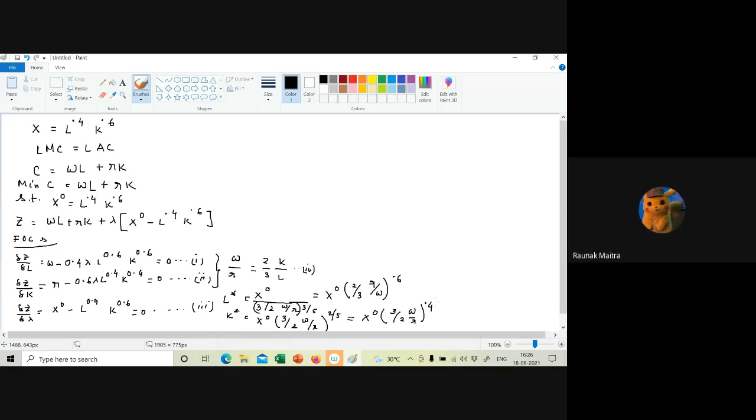Ma'am, del Z by del L, where L to the power minus 0.6, and del Z by del K, K to the power minus 0.4. Sorry, yes ma'am. That's why I got K star as something else. 0.4 minus 1.6 minus 2. And the final values I think will be this one, which has been discussed by Prithviraj and some others. Yes ma'am.